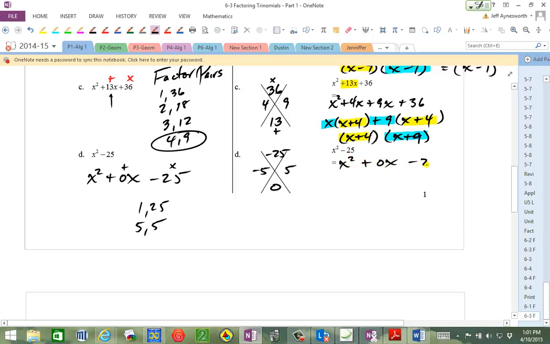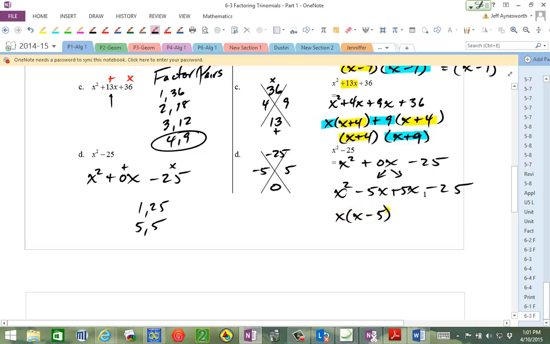Okay, here we go. x squared plus 5x or minus 5x, it doesn't matter. I'll write it minus 5x just because it comes first over here. So minus 5x plus 5x, that's 0. Minus 25. Factor out what's in common. All right, x. And you get x times x minus 5.